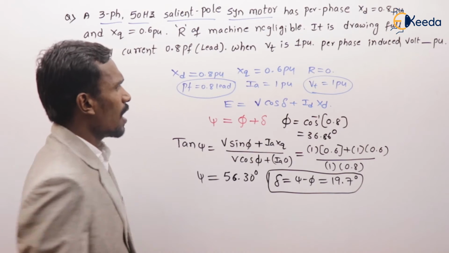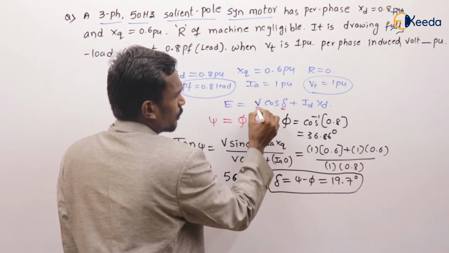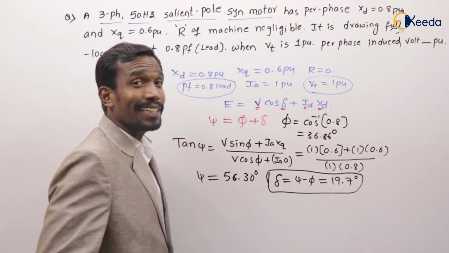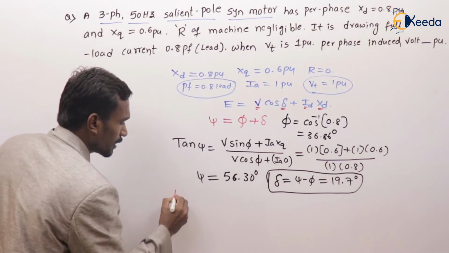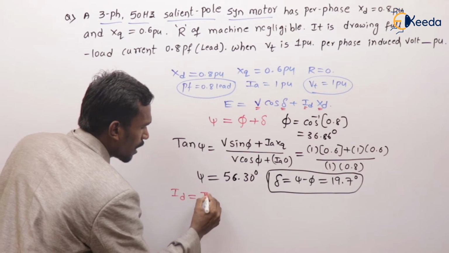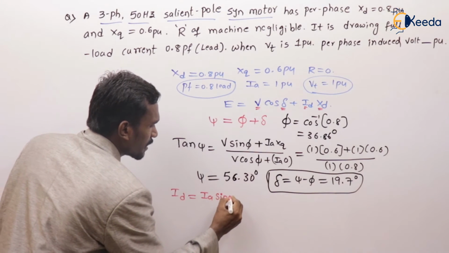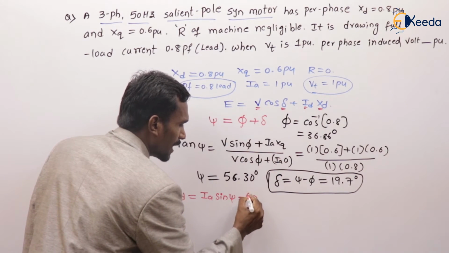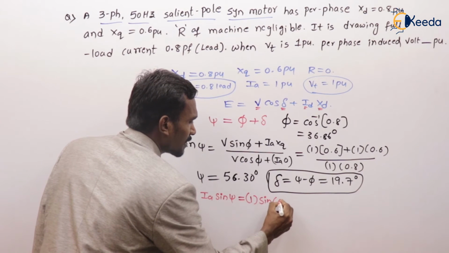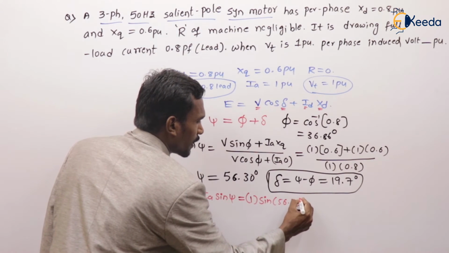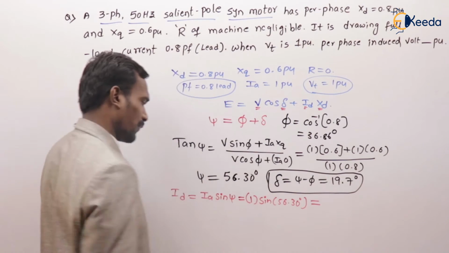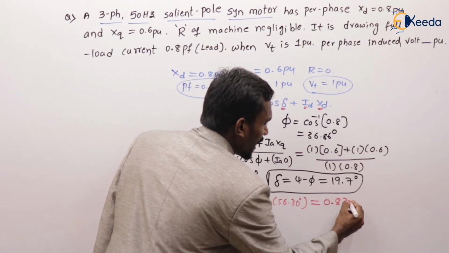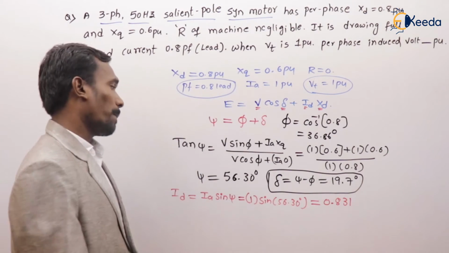So I got delta, and I know V, I know Xd. What about Id? In a salient pole machine, Id is equal to Ia into sin psi. What is Ia? Ia is 1, sin psi, sin 56.30 degrees. If you calculate this Id value, you can get 0.831 per unit.